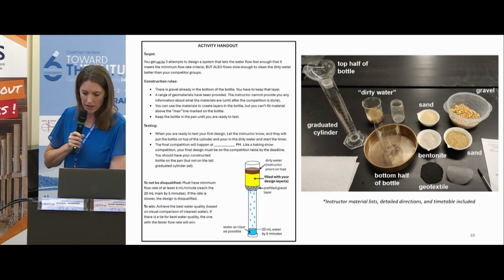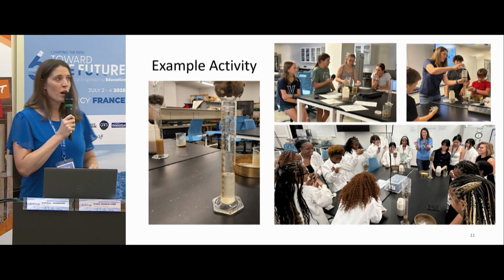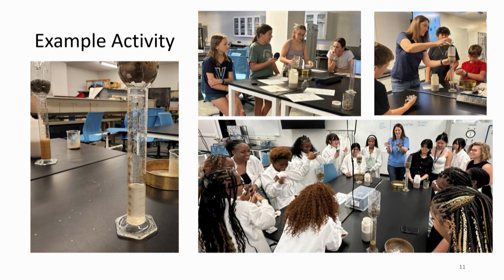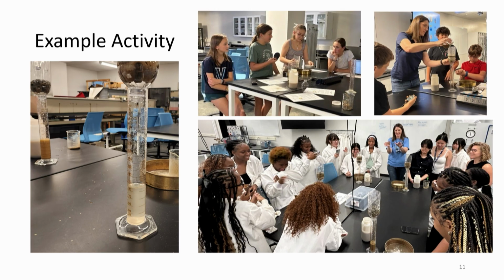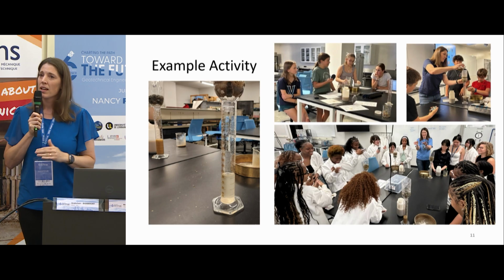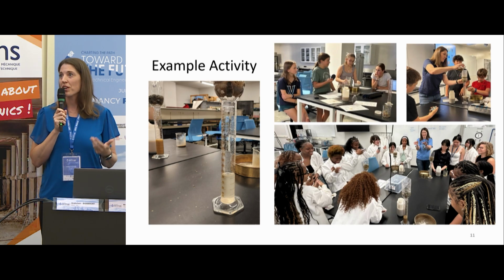The top right picture is an example of testing. That plastic bottle, when it's filled up with layers, will go on top of the graduated cylinder, where the top half of the bottle helps hold it. The instructor, like in the top right, will pour in the dirty water, and the students start to time it. To not be disqualified and to meet the minimum flow rate criteria, the filtered water has to reach the 20 milliliter mark by 5 minutes. If it doesn't hit that mark by 5 minutes, they can't use that design. But if it does, now the competition is who can clean the water the best.